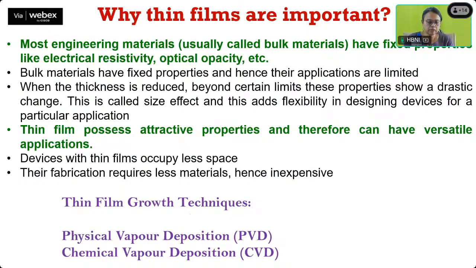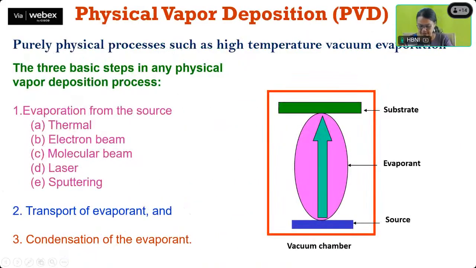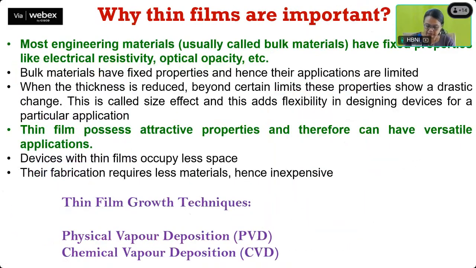So thin film growth techniques can be divided into two different ways. One is the physical vapor deposition technique, and the other is chemical vapor deposition. As the name suggests, in physical vapor deposition, whatever material film you want to deposit, you are physically transporting it.